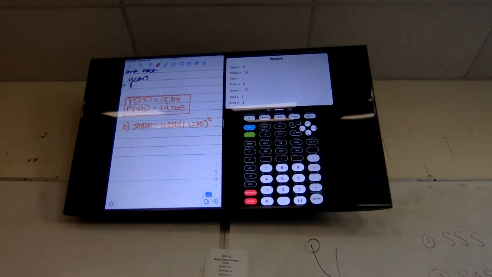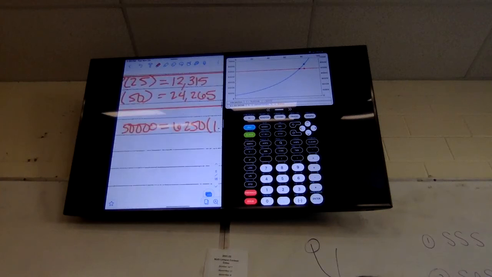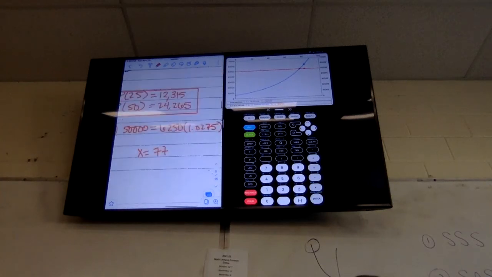7 E 4. And then my x max, I'm going to go for 100 just so I don't have to do my window again based on time. So I'm pretty sure I should be able to see it here. Graph. Okay, perfect. If you have trouble with windows, please let me know. I can help you talk through it. A lot of it's just guess and check. And the more you practice, the more you know how big or how small to check for. My intersection I got was x equals 76.6, so we'll round that up to 77. So after 77 years, we'll reach 50,000 people.